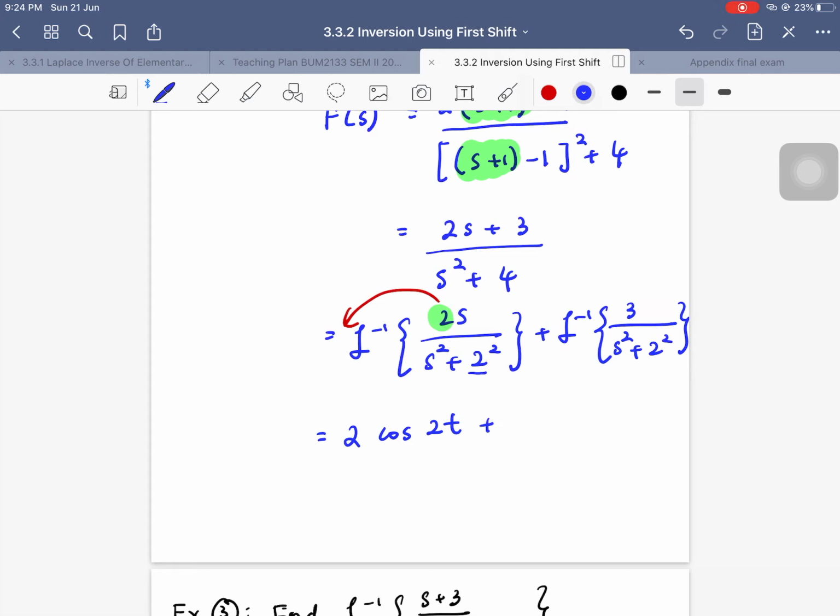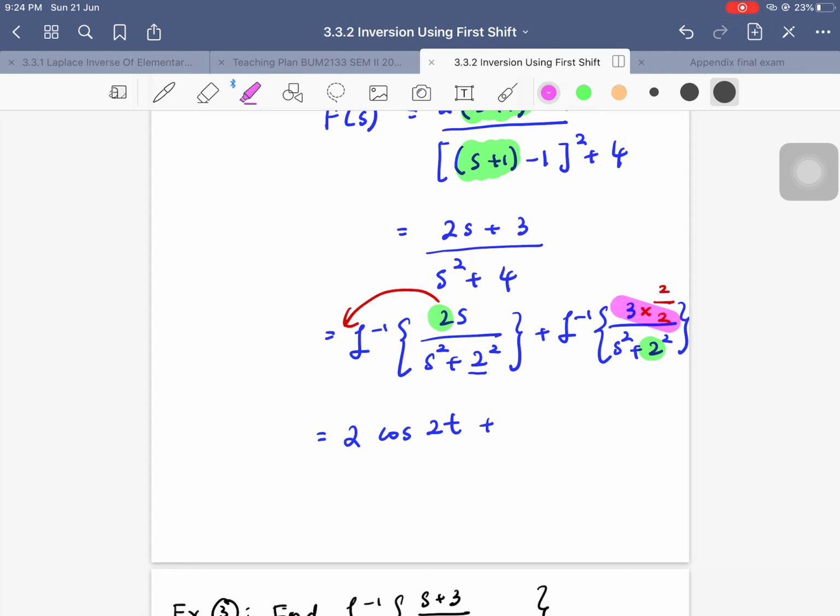But this one is going to be a problem. The reason is that here I have a equal to 2 at the bottom, but I don't have 2 at the top. So this is when you have to modify your function. So I'm going to create a 2 by multiplying this by 2 over 2. I've shown you this in detail during the previous topic.